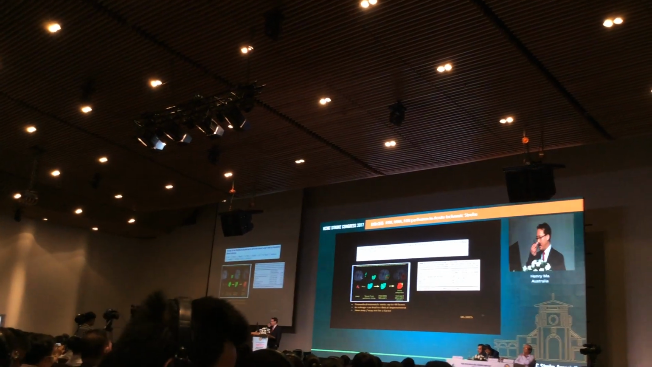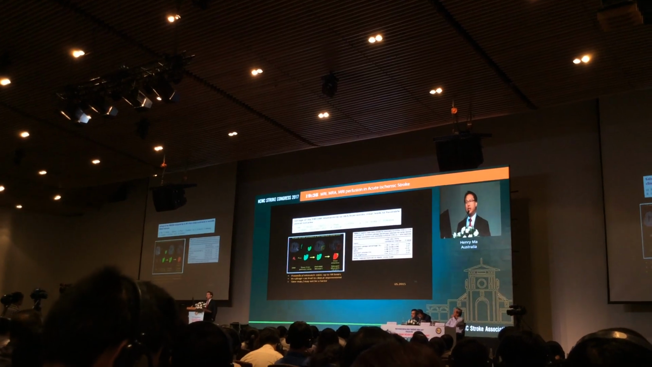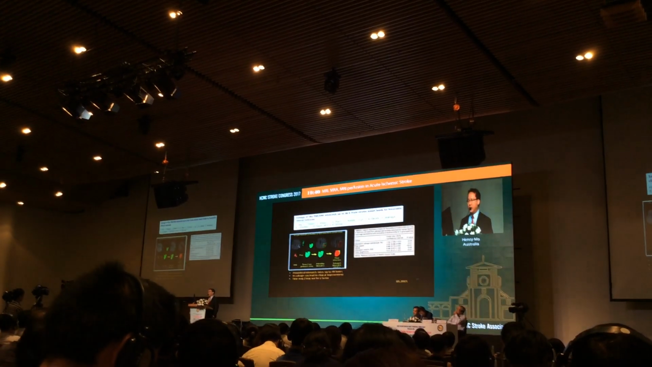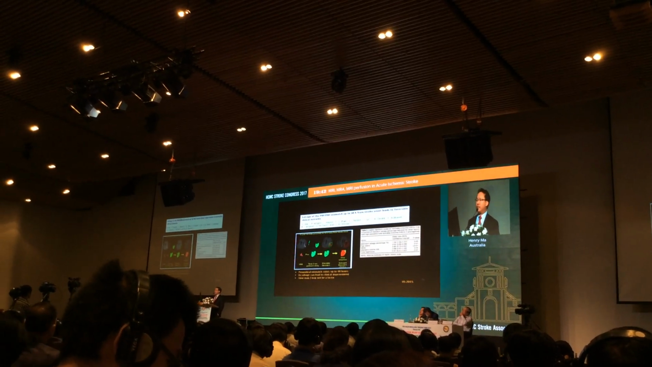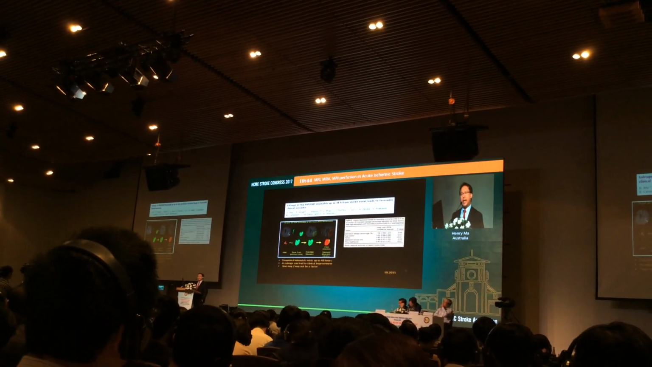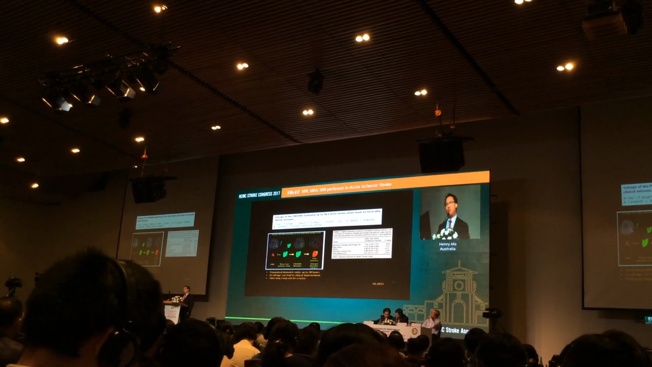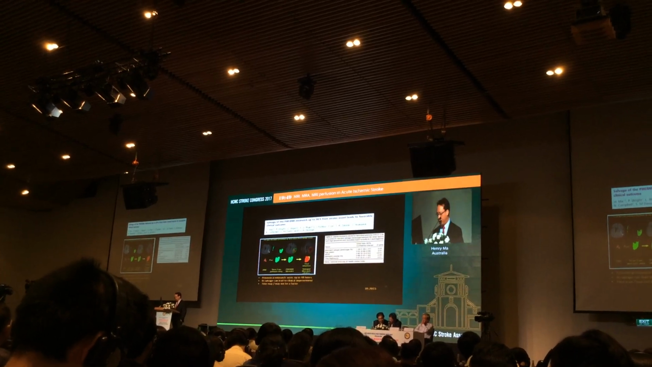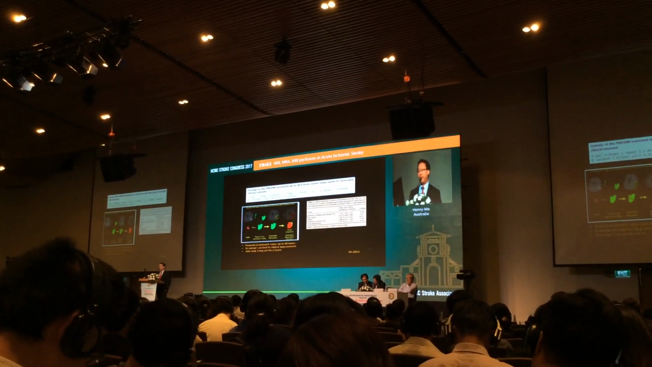So as I mentioned, even now perfusion can go up to a later time window. This is just a retrospective study looking at penumbra actually existing up to 48 hours, and salvage of such can also lead to clinical benefit.